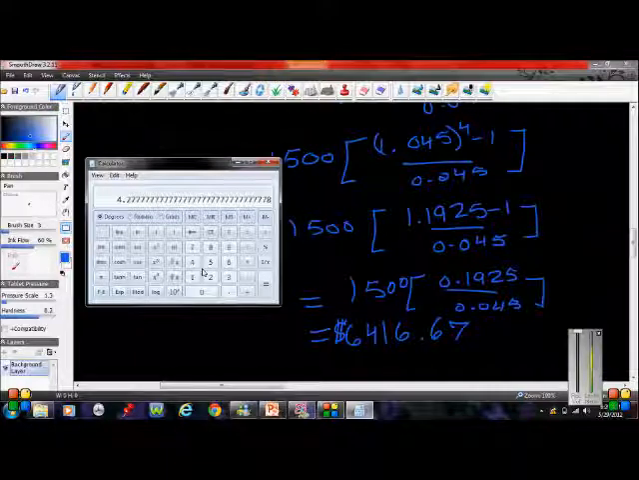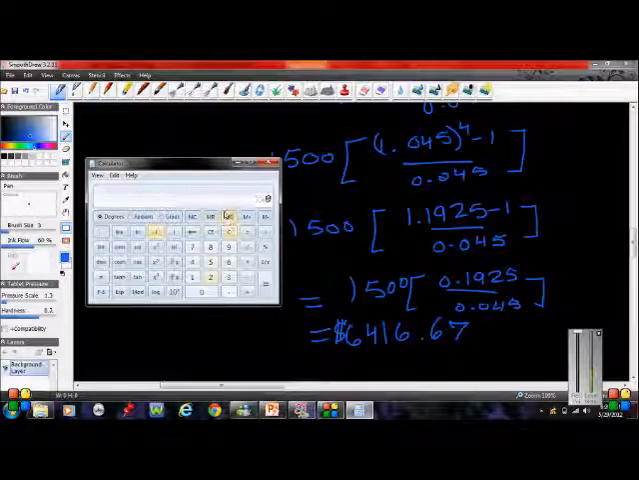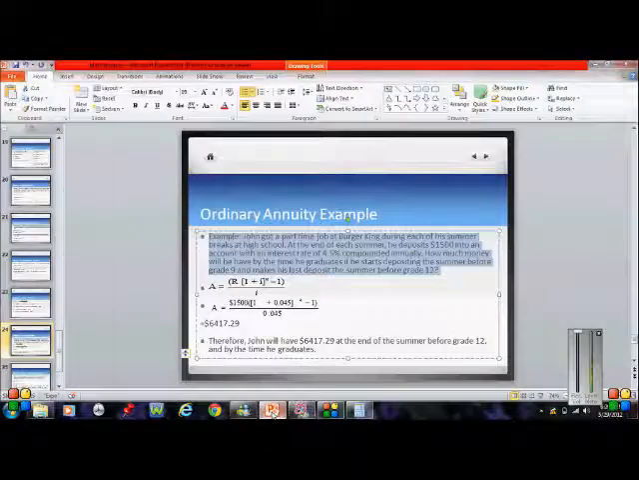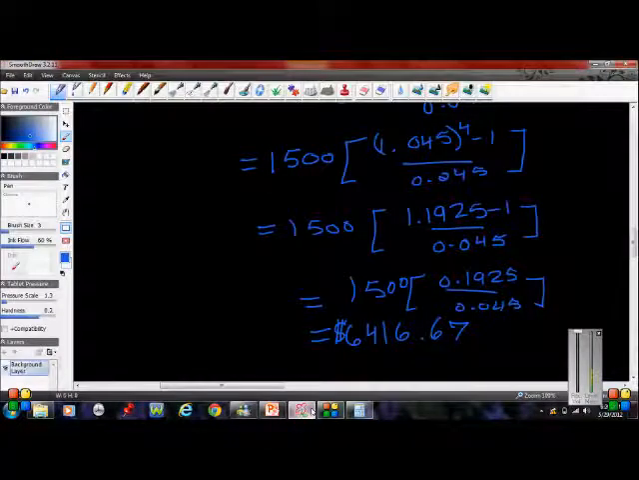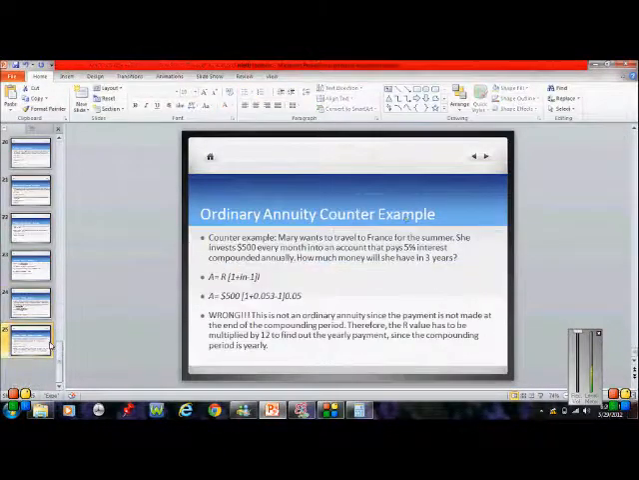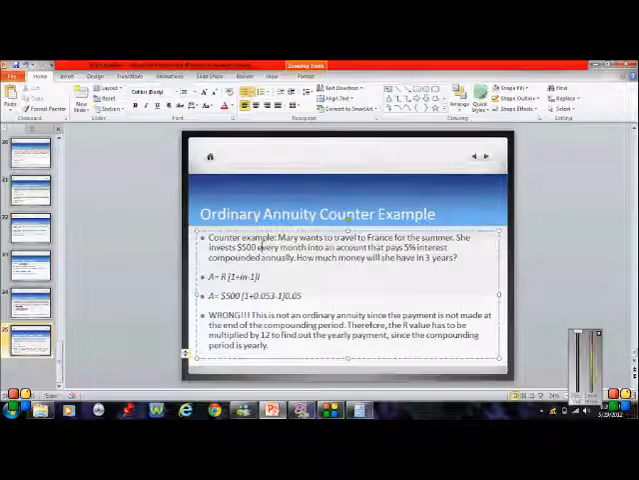Oh, see, look at that. I understand what it did. It didn't multiply by 1500. So now we multiply that by 1500, and we get 6416. So you see, it's the same answer. It's just this calculator is terrible. I hate using it. But yeah, that's that. Let's go back to our PowerPoint and make sure we got the right answer. 6417. And what did we get? 6416.67. If you round it off a little more, you'll get around the same. It's pretty much the same thing. Let's move on to our counter example now.